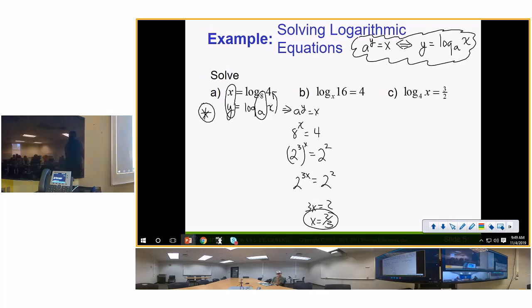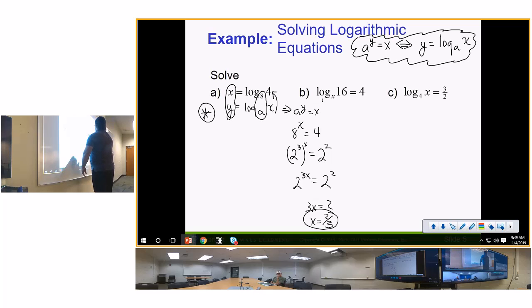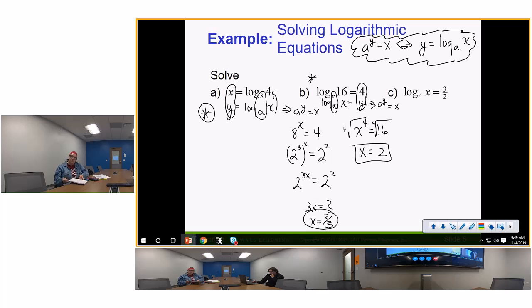Same thing over here. I've got log base a of x is equal to what? y. And that's going to be a to the y is equal to x. So what's my a? x, Hubert. That's right, class. x. What's my y? 4. So x to the fourth is equal to what? What's the fourth root? Both sides. x is equal to what? 2. I like that one better than the previous ones.